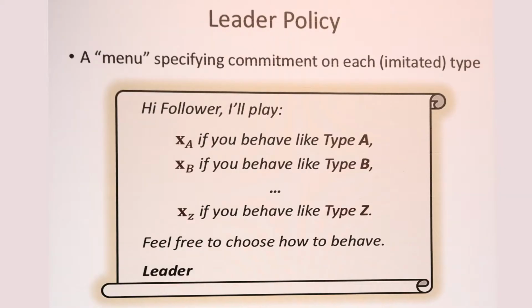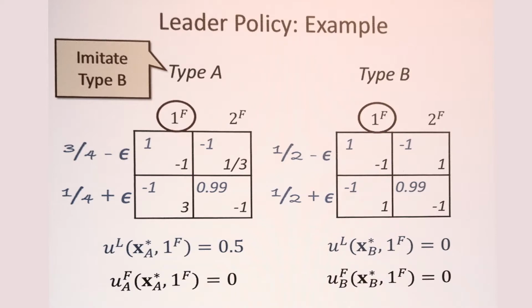Specifically, we now let the leader's commitment be given by a menu, which we call a leader policy here. And the menu specifies the leader's commitment against each follower type. And then the follower can pick from this menu whatever strategy they want the leader to commit to and imitate the corresponding follower type to get the leader to really play that strategy. Let's go back to our example again to see how a leader policy can help improve the leader's situation in this game.